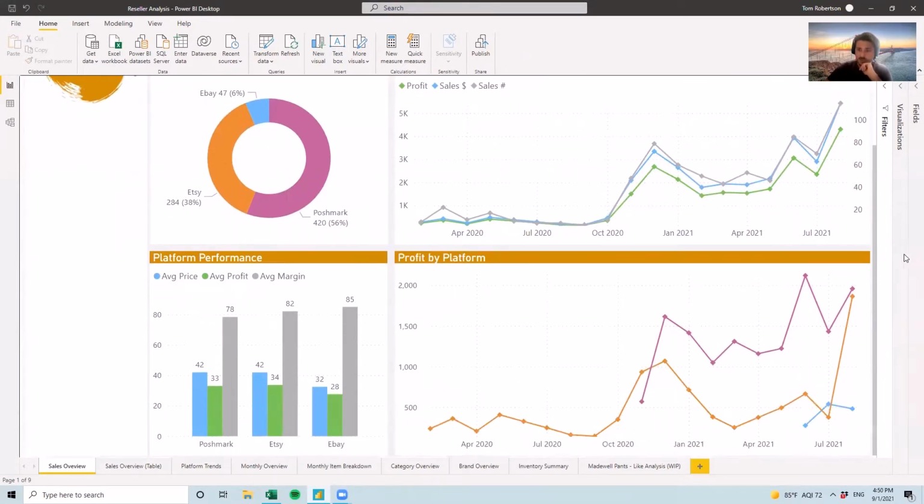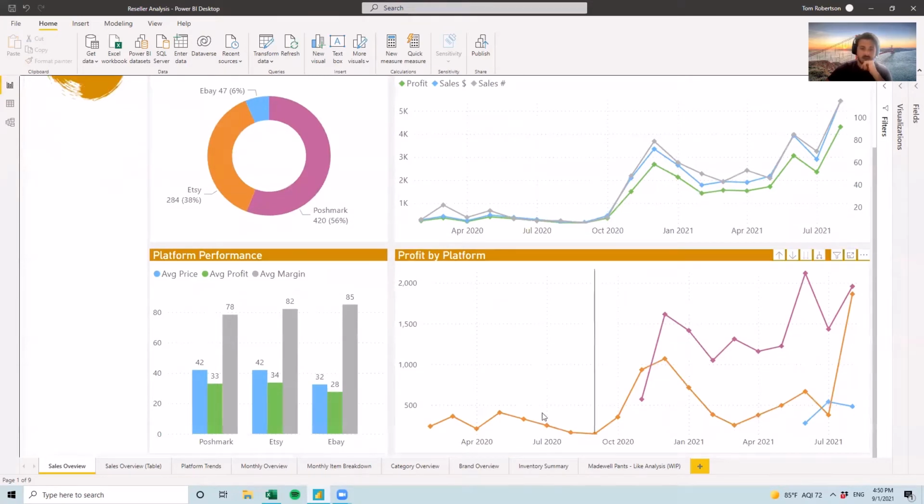We have our typical profit margins. I know this will vary depending on how you sell and what you find interesting. But typically, average sale price on Poshmark is going to be 42, same on Etsy, and about 32 on eBay. We're just getting started there, so we're trying to build positive feedback with some cheaper items out the door.